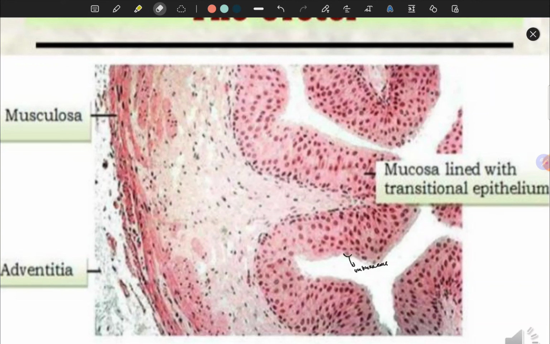Part of the urinary bladder is out of the abdominal cavity, or the peritoneal cavity, and as it is out of the peritoneal cavity, there is less chance of movement and friction. There, only adventitia covers it, not serosa.